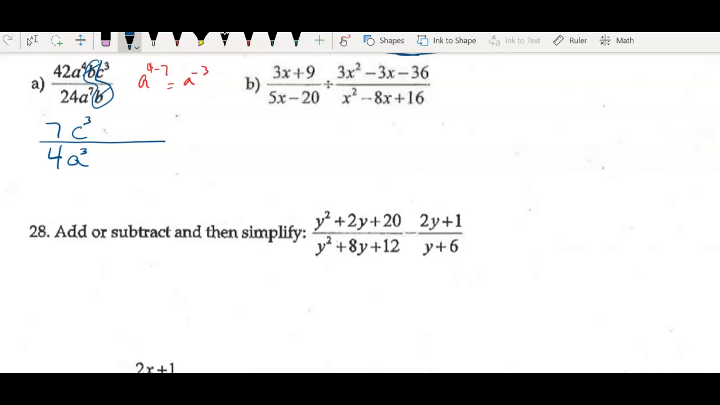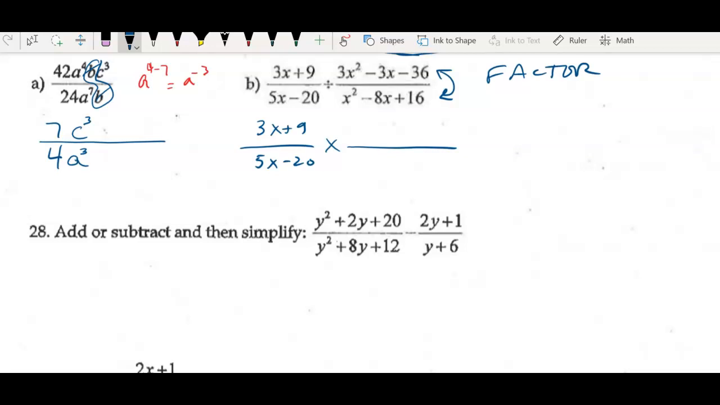This one's a bit more complicated. Whenever you have a division, notice there's no equal sign here. We cannot combine these. We're not solving an equation. What am I left with? 3x plus 9 over 5x minus 20. Division becomes multiplication, and I flip these. But as I flip them, I'm also going to factor them and save myself a step.